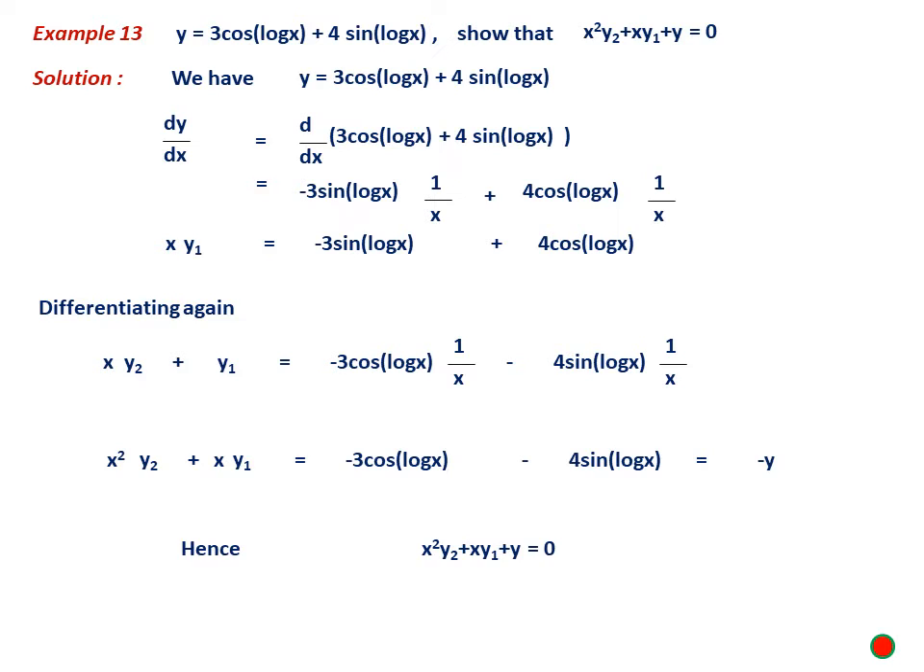This is the answer. So let me repeat again. Here the shortcut is what I have shown here. Normally students do like this. They take dy by dx, once again they differentiate the same thing, but there you have to use the quotient rule. It becomes more lengthy. Therefore this is the alternate method, which is easy, so that within a few steps you get the answer. And another important thing is to be careful about the symbol. Y1, y2 we are using here.